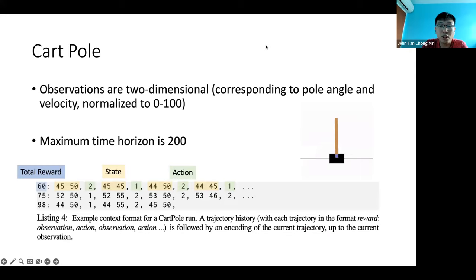So I'm going to talk quite heavily on this reinforcement learning stuff here, because this next part is typically reinforcement learning. I'm going to talk about this.